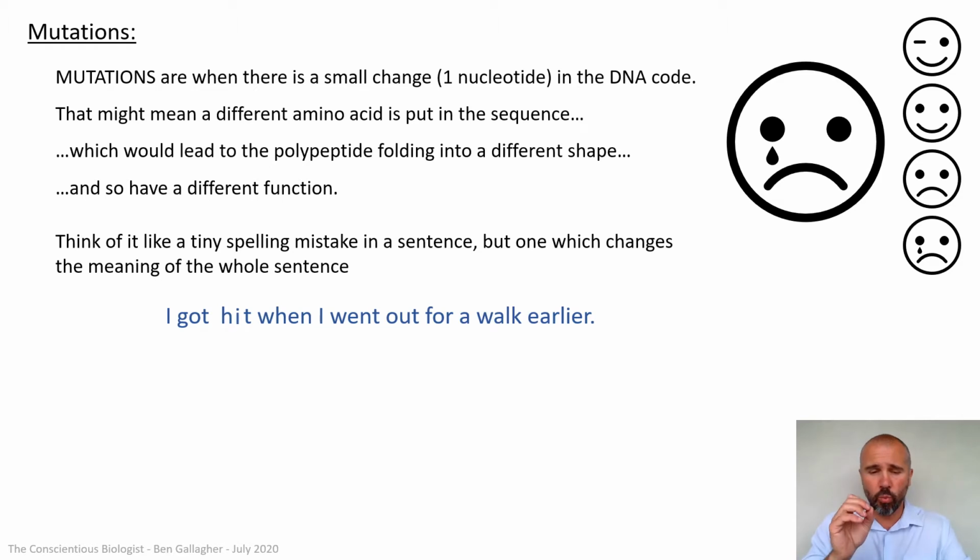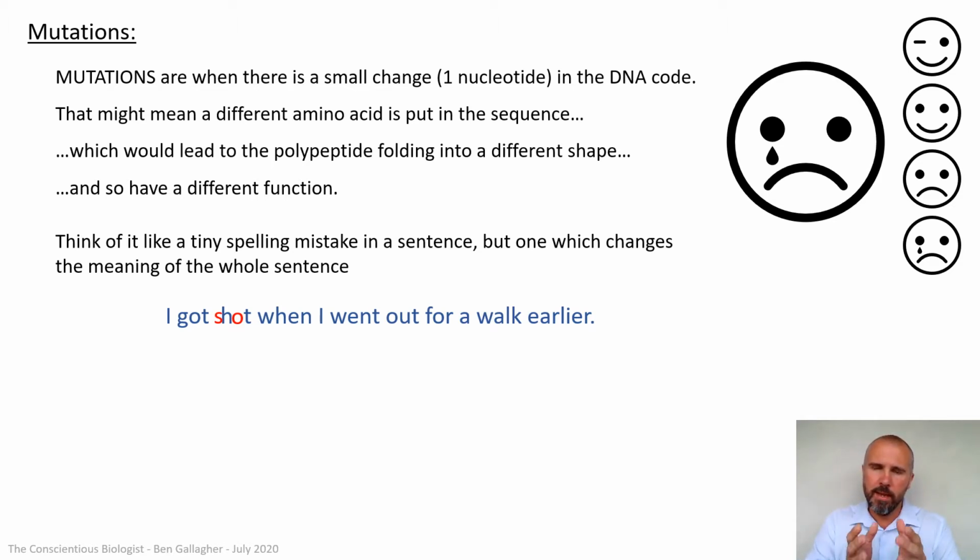If we mutate just one letter in there, if I change the I of hit to an O, it's I got hot when I went out for a walk earlier. And now you've got a totally different meaning to that sentence, a different mental image in your face. Instead of worrying about me stepping out the front door and someone hitting me, I just step out and it's a sunny day. Totally different meaning, only one letter difference. If I mutate it again and I add a nucleotide in, suddenly we're back to something terrifying. I got shot when I went out for a walk earlier. Tiny, tiny changes can make a big impact to the whole sentence.